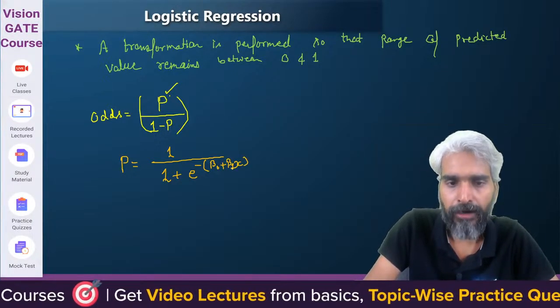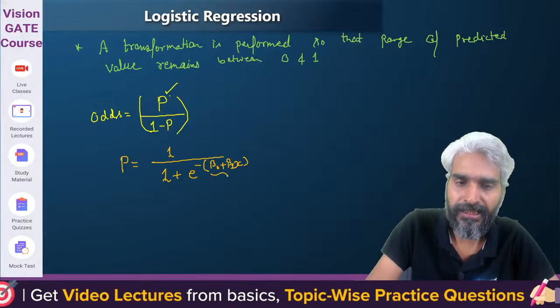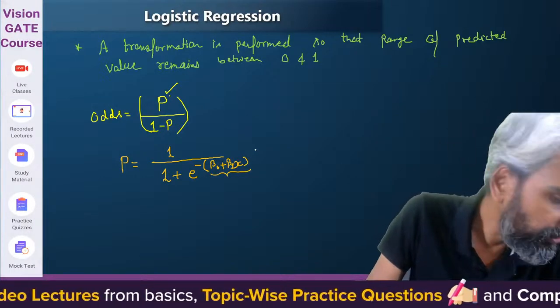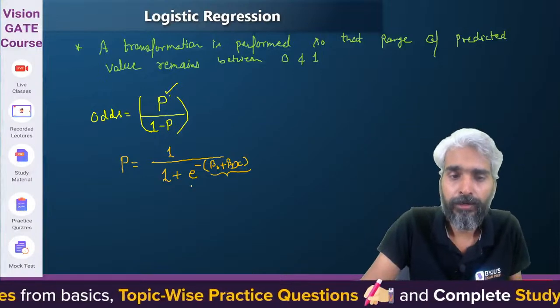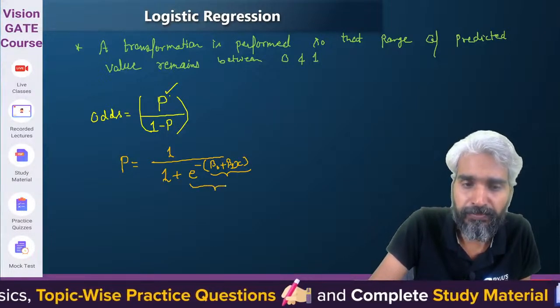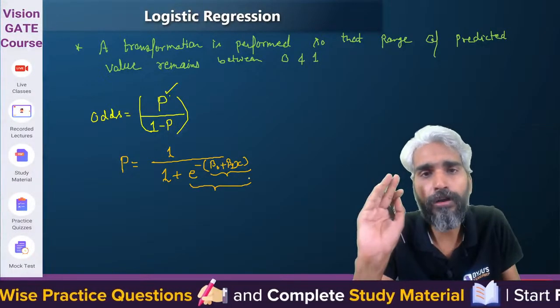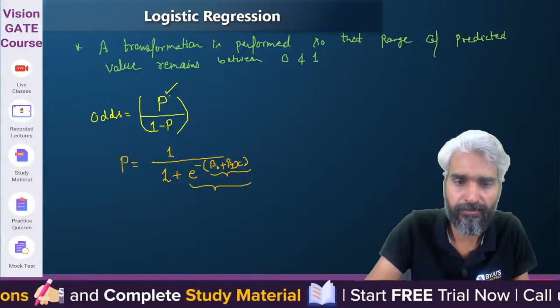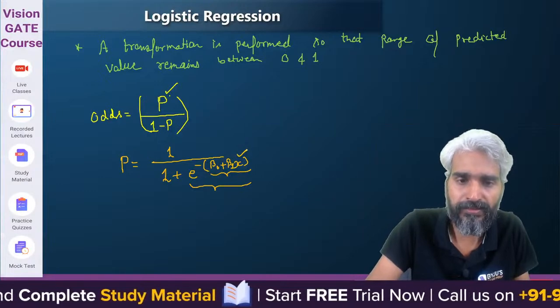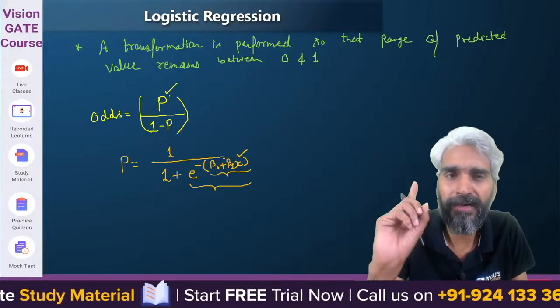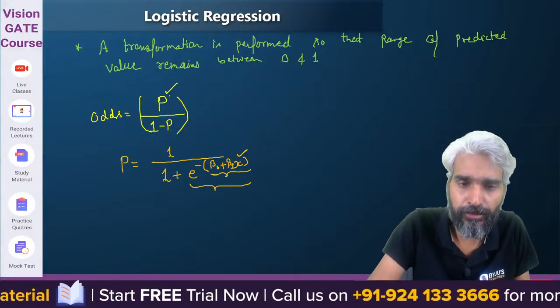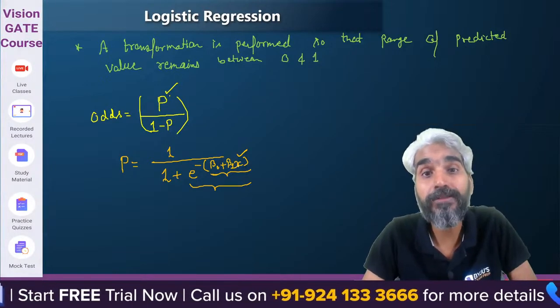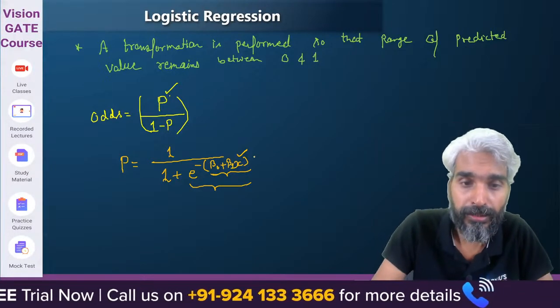Now tell me, whether this value is positive or negative, you know that the value of e raised to the power of something will always be positive. So if this value is 0, then e raised to the power 0 will become 1. If this beta 0 plus beta 1 x value is positive, look at this.